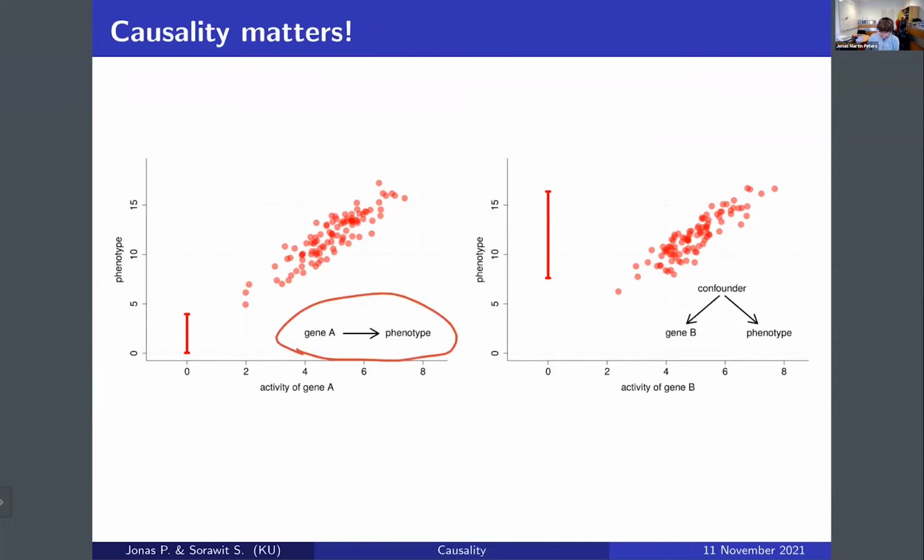So then if you now delete the gene A, you also expect a decrease in the phenotype. So the best prediction interval is around here.